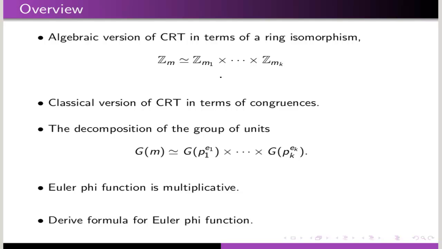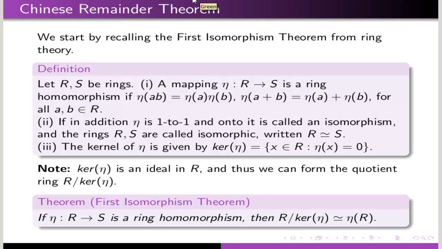The second version is what I call the classical version of the Chinese remainder theorem. It's where its name comes from, given a bunch of different remainders. Then we'll look at the decomposition of the group of units mod m, so the group of units mod m being isomorphic to a direct product of subgroups of this type. We'll introduce the Euler phi function and show that it's a multiplicative function, and then finally derive a formula for the Euler phi function.